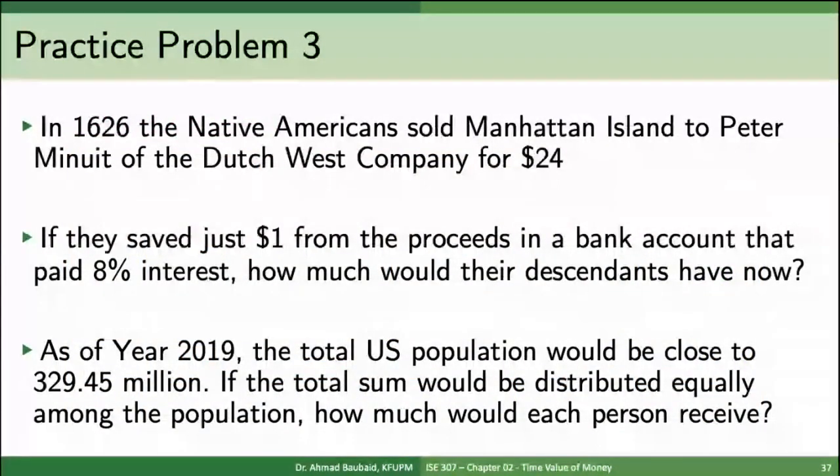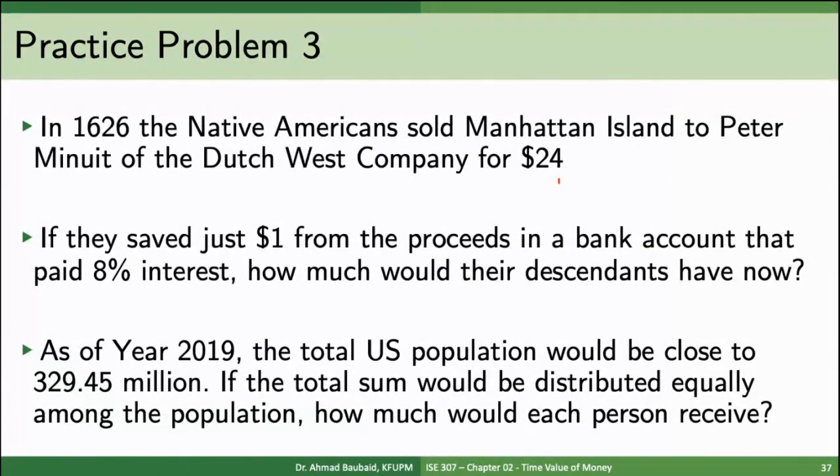Here's one more example. This is more of a fun example. So all the way back in 1626, the Native Americans who lived in Manhattan sold the island to some guy for $24. Of course, because it's 1626, $24 may have been worth a lot more than it is today. But of course, this is hypothetical. This is not a real example.